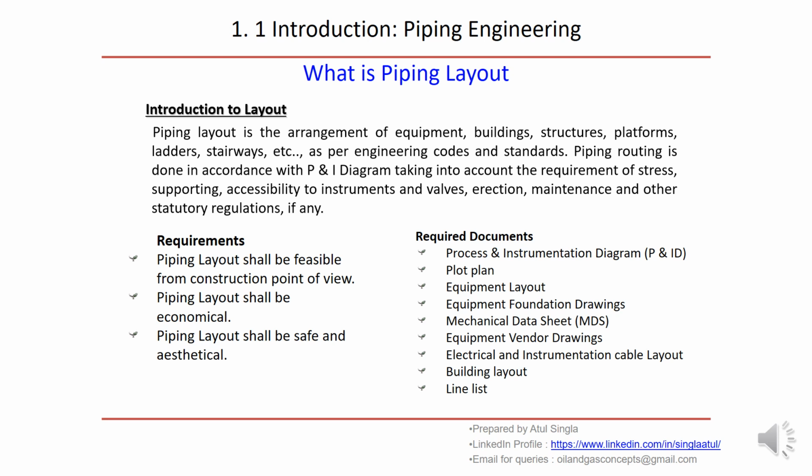To prepare this piping layout, many documents are required. For example, the process and instrumentation diagram, that is P&ID, plot plan, equipment layout, and equipment foundation drawing. These things we receive at a very preliminary stage, at the start of developing the piping layout, and in the main run we develop all these things. That is the main output from piping layout people. Then mechanical data sheets, equipment vendor drawings, electrical and instrumentation cable layout, building layout, and line list. Once the piping person receives all these documents, only then can he start developing the piping layouts.